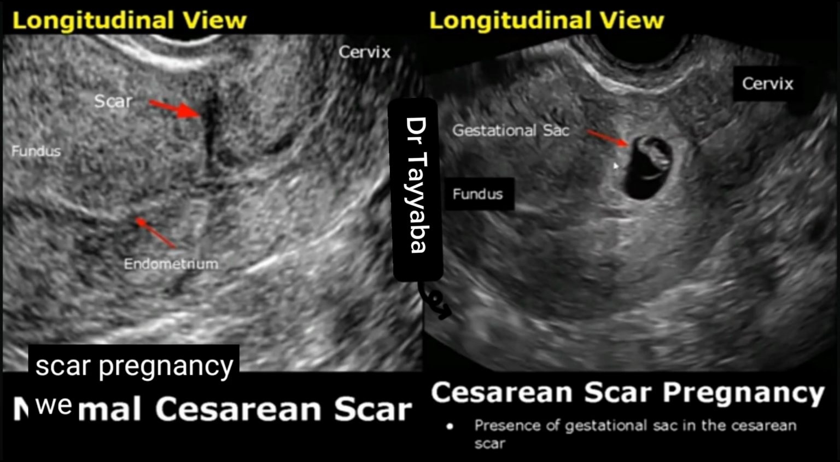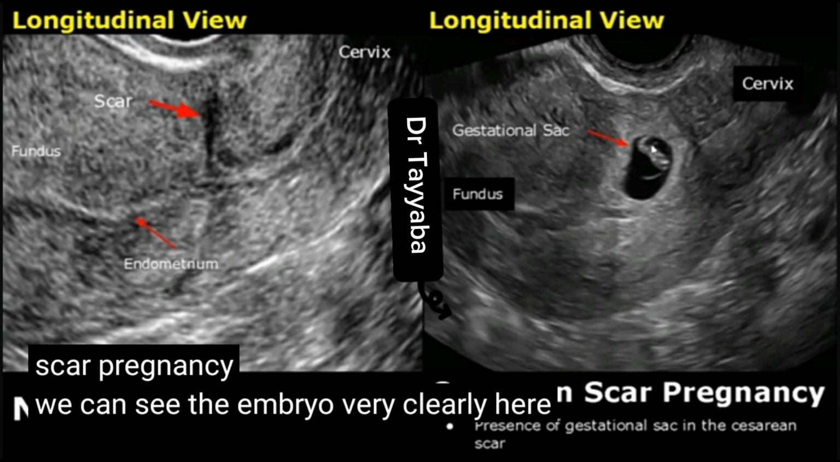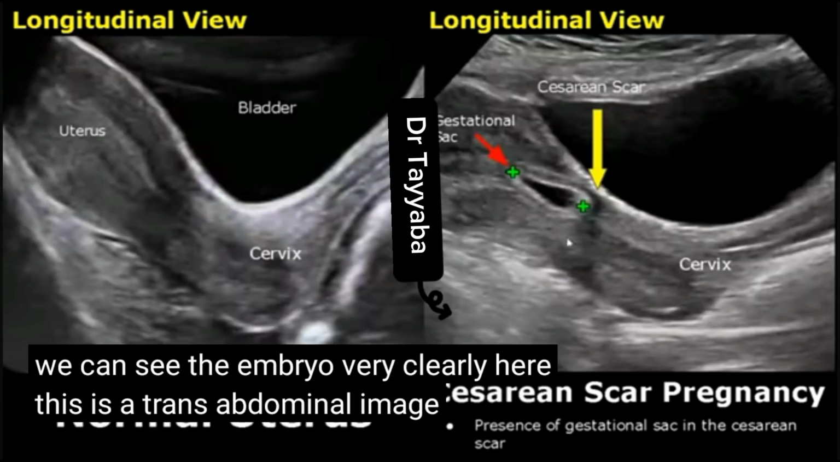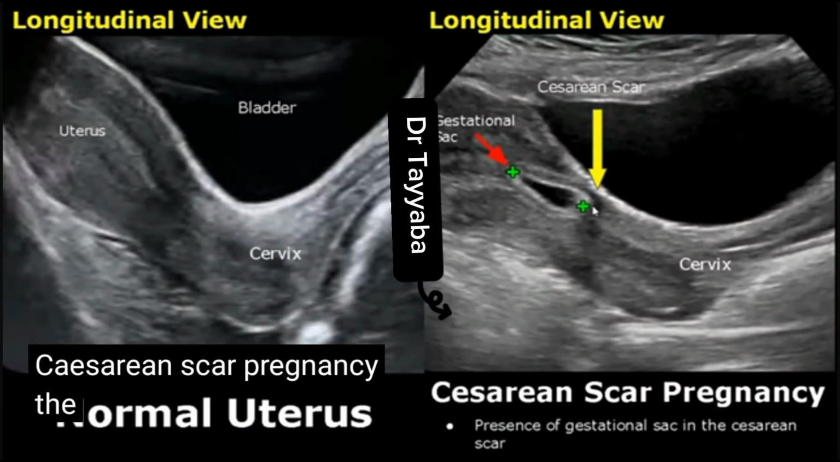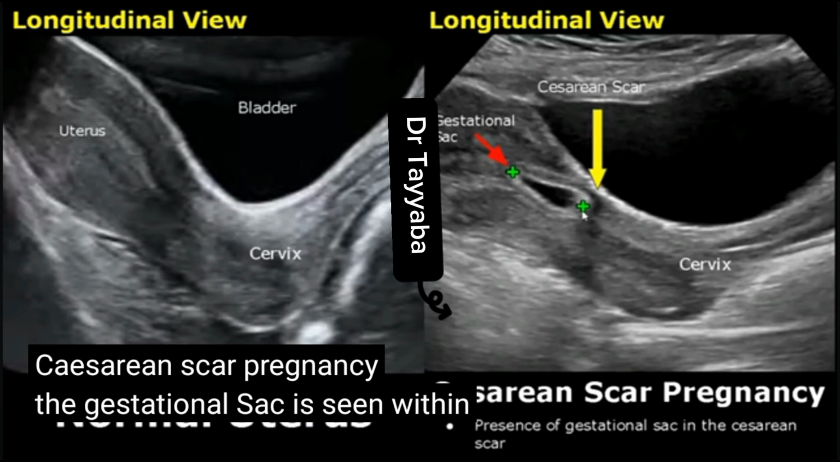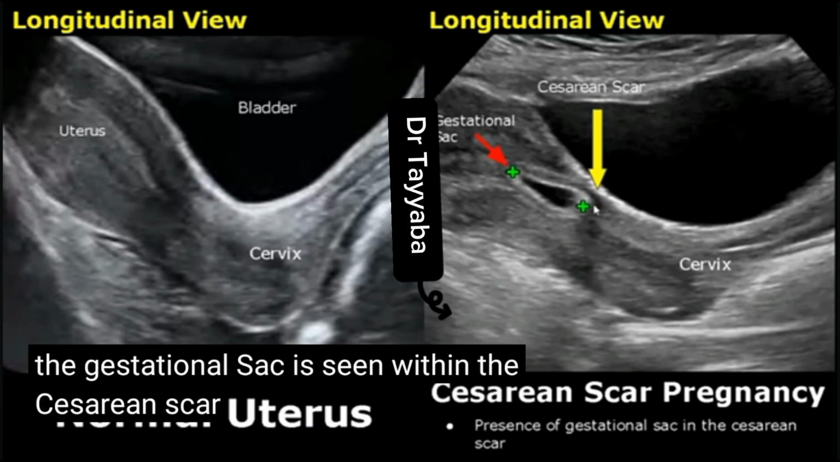Here is another image of a Cesarian scar pregnancy. We can see embryo very clearly here. This is a transabdominal image of a Cesarian scar pregnancy. The gestational sac is seen within the Cesarian scar.